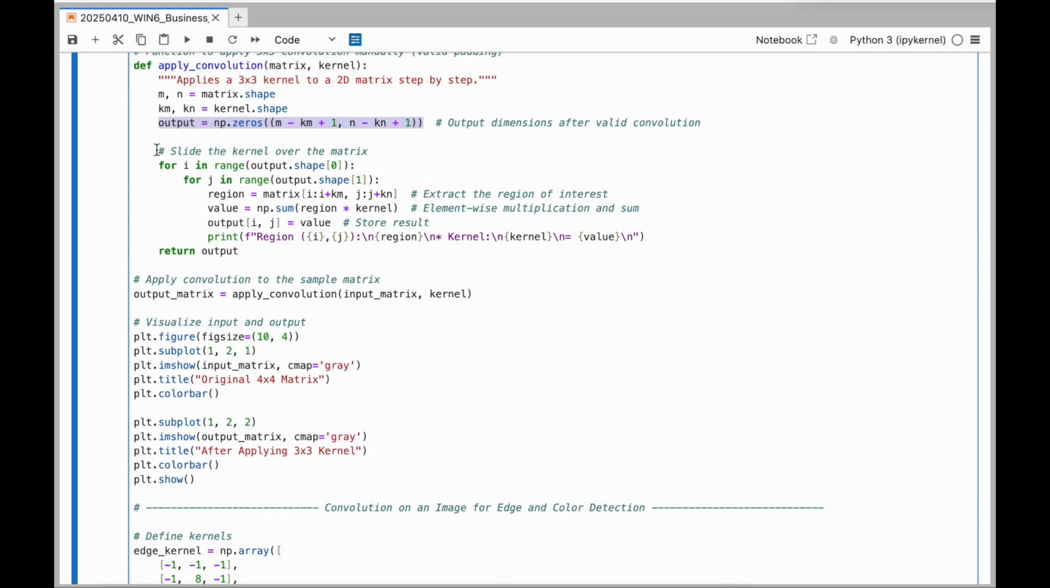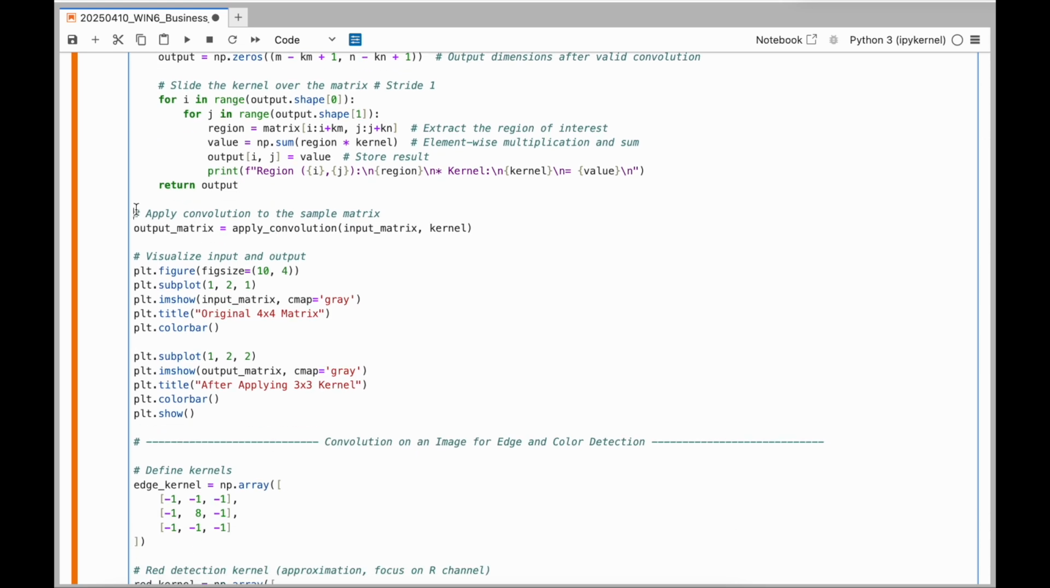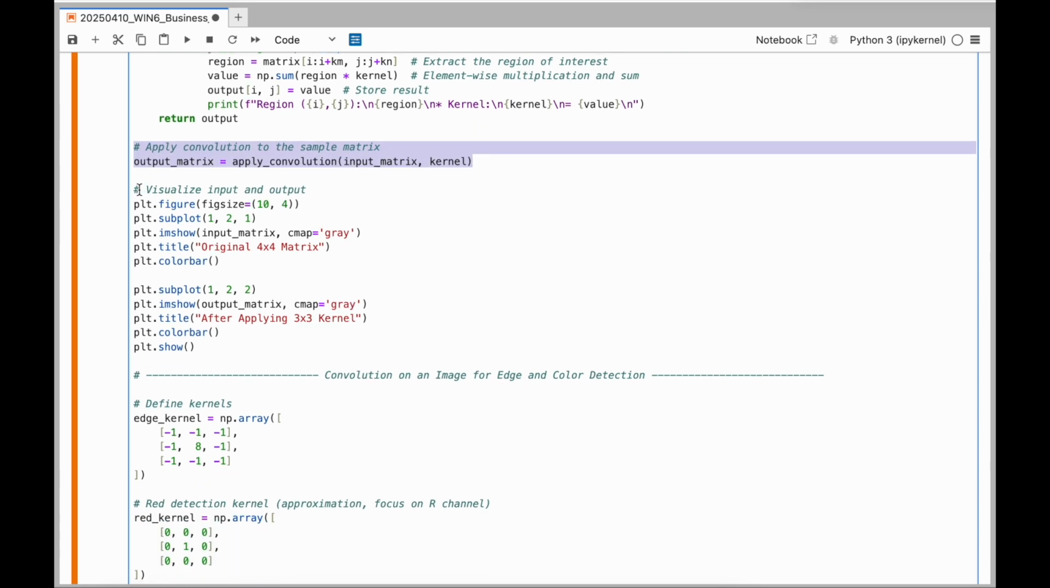And then we slide the kernel over the matrix. So we go with a stride 1. Okay, I guess this is a stride 1. We move it along the image, we apply the convolution, and then we visualize the output.